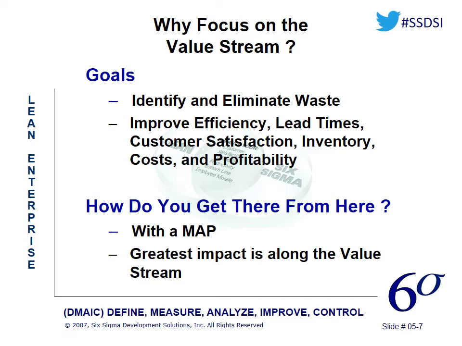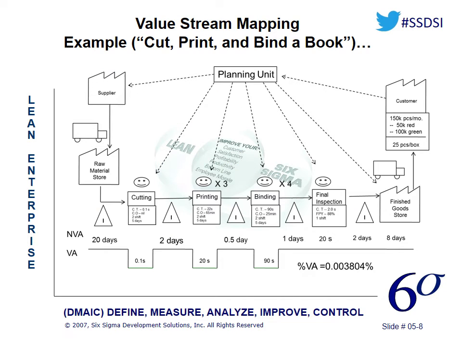So in order to get to that realization, we have to have some kind of visual tool, some kind of a visual map. And that value stream map is that map. Here is an actual value stream. This is a great example of cutting, printing, and binding a book.